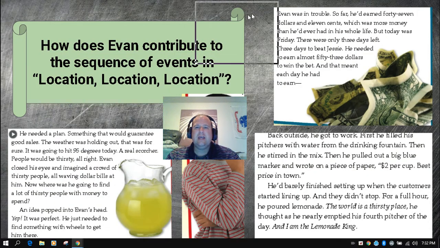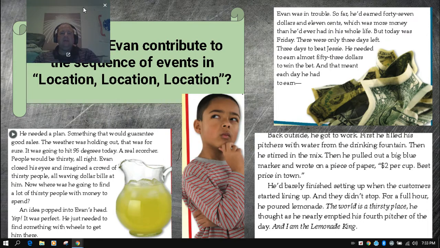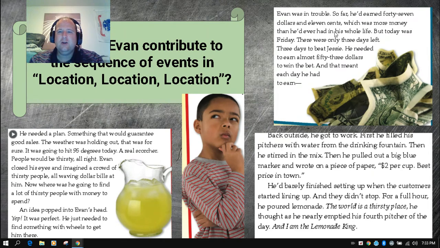Now let's look at Location, Location, Location. And I want you to think how Evan contributes to the sequence of events in Location, Location, Location. I've got 3 excerpts this time because I really want you to think, because it might be a little tricky. Let's see if you can figure it out. I'll start down here in the bottom, and then I'll go to the top right, and then to the bottom right. Okay, here we go.